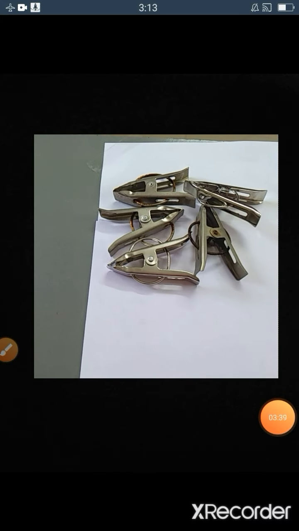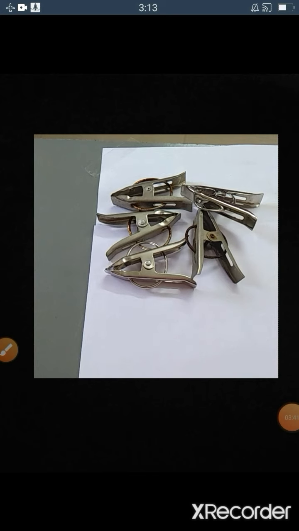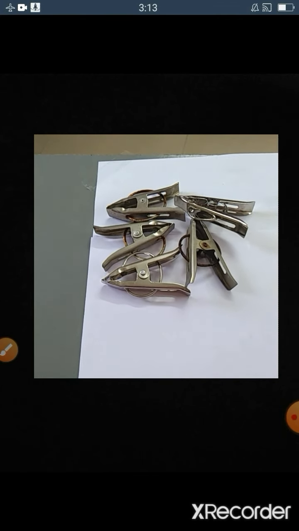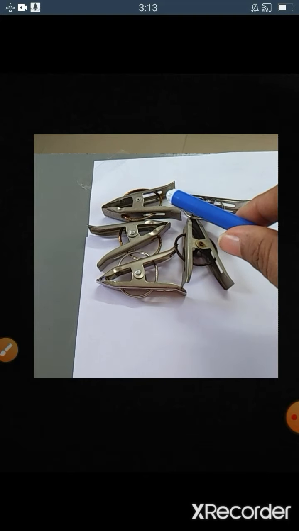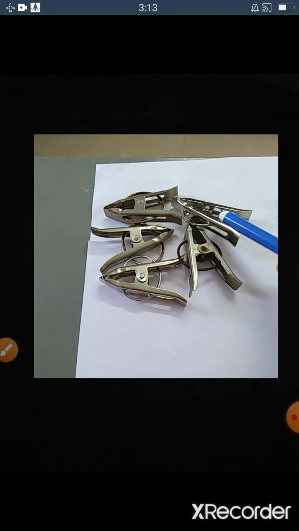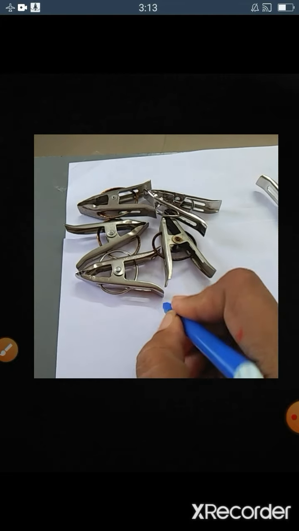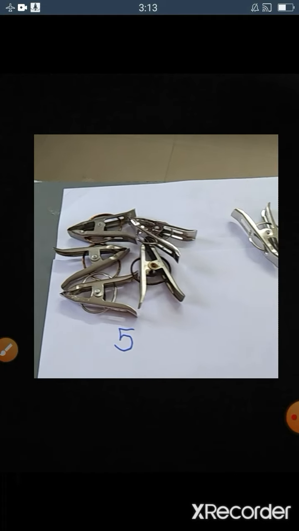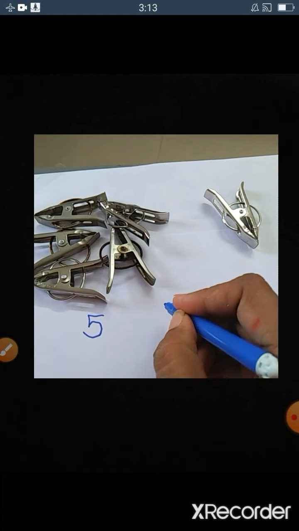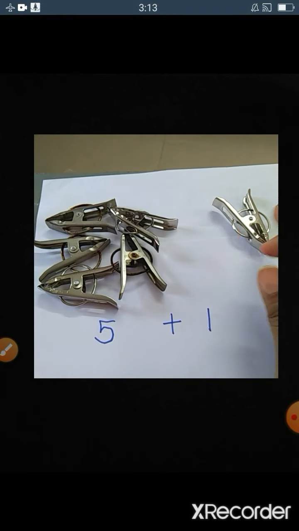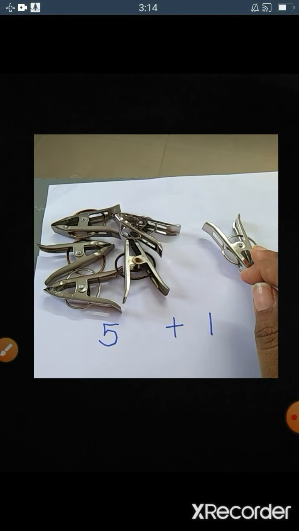Let us understand the third property of addition using these steel cloth pegs. Count here, children, how many cloth pegs are there? 1, 2, 3, 4, 5 cloth pegs are here. So I am writing 5 here. To it, I am adding one more cloth peg. So I have written plus 1 for this cloth peg.